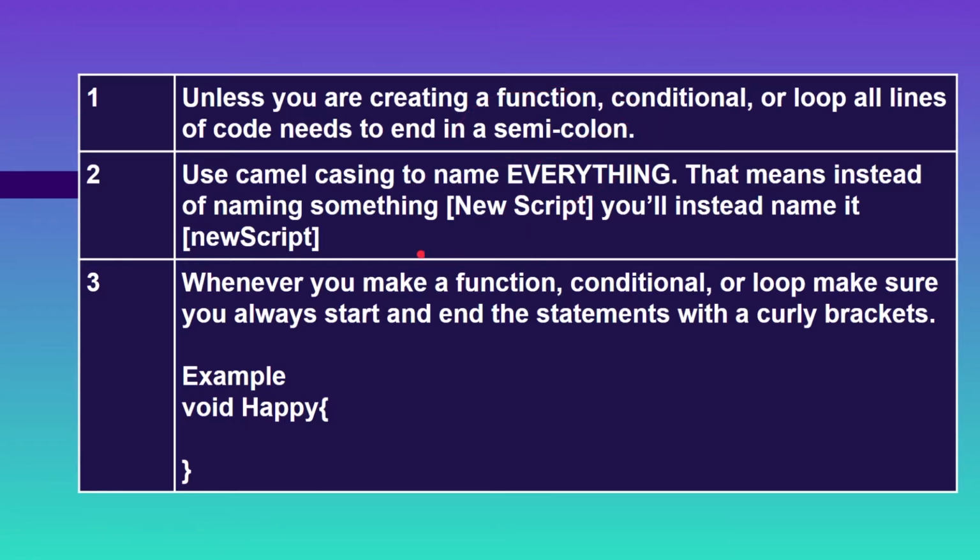From there, the last tip I want to give you is use camel casing to name everything. That means if you have something where you want to naturally add a space in it, for example, new script, you'll instead name it newScript like this. The first word is all lowercase, then every additional word after that is kept together, but the first letter of each new word is a capital. So those are three tips I want to give you guys.